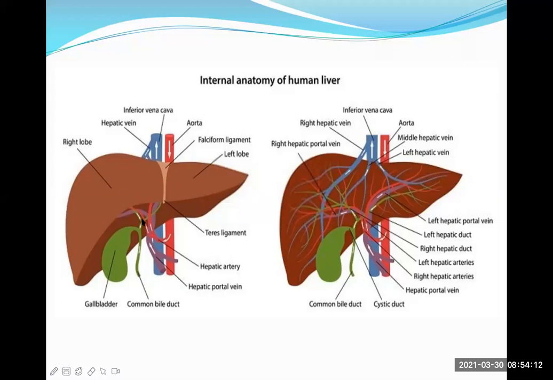These are the two. There is the portal vein. You can clearly see this is the portal vein. It will divide into two branches, left and right. And this is the hepatic artery. It will again divide into two branches, right and left. This area is called the porta hepatis.